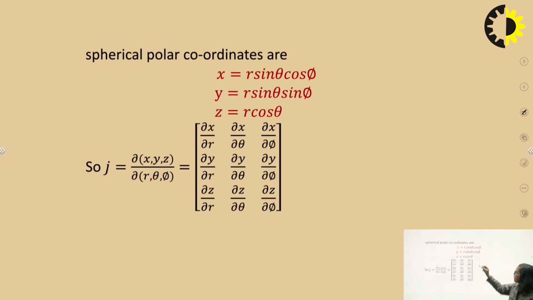You know the definition of Jacobian. This must be the determinant, this is not the matrix. This is del x by del r, del x by del theta, del x by del phi in the first row, del y by del r, del y by del theta, and del y by del phi in the second row, and del z by del r, del z by del theta, and del z by del phi in the third row. When we solve this determinant, we know how to take the partial derivatives, and we get the value equal to r square sine theta. You can easily solve it using the topic of Jacobian.